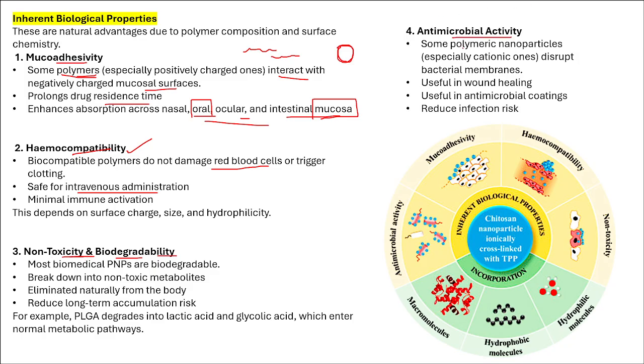Then some of the polymeric nanoparticles have antimicrobial activity as well, as they rupture the bacterial membranes. Because of this property, they are useful in wound healing, antimicrobial coatings, and reducing infection risk.